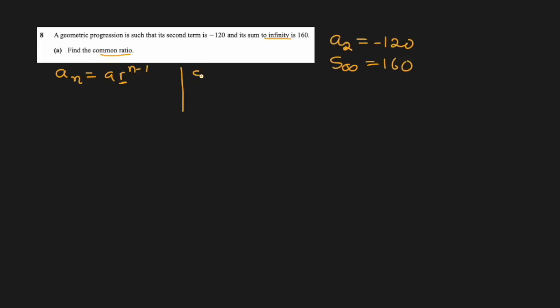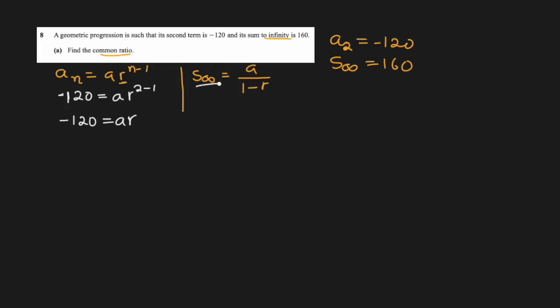And the sum to infinity is a over 1 minus r. We do not know a, right? But this a2 is given to us as minus 120. So a2 becomes a r to the power 2 minus 1, so minus 120 is the same as a r.